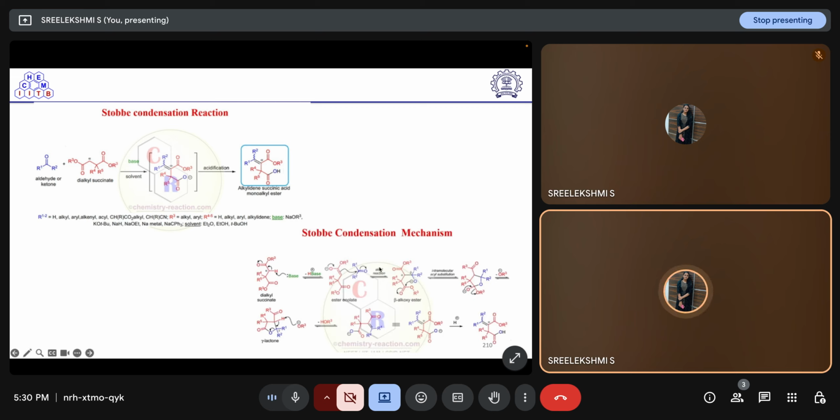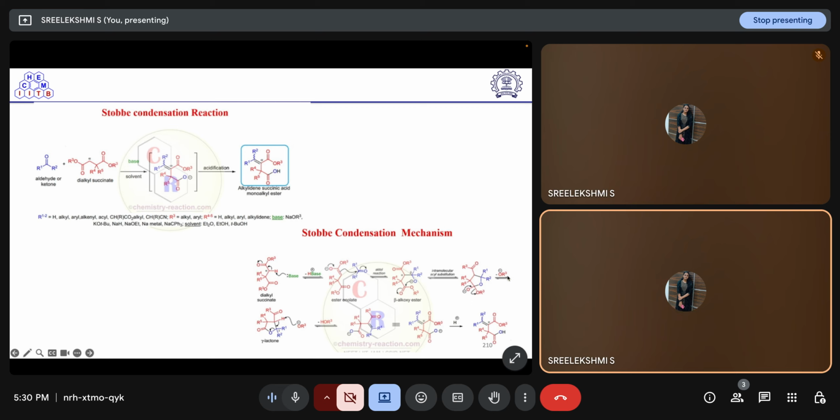So what's happening here? So first, this base will take the proton of this dialkyl succinate, and that will form this ester enolate kind of intermediate, and this will come back, and this enolate will attack over this carbonyl carbon of this aldehyde or ketone, which will form a beta alkoxy ester. Then an intramolecular acyl substitution is happening. So this O minus, which is from our aldehyde or ketone, is attacking over this carbonyl carbon center, and it's forming the cyclic kind of intermediate.